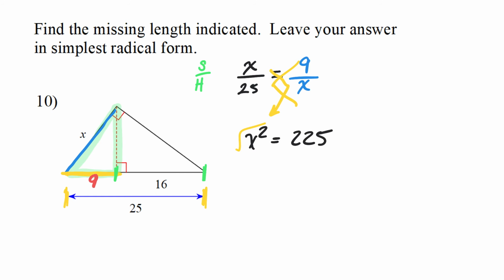To get the x by itself, we've got to take a square root. So we learn that our small side of our triangle, the hypotenuse of our small triangle is the square root of 225, 15. So our x value would be 15.